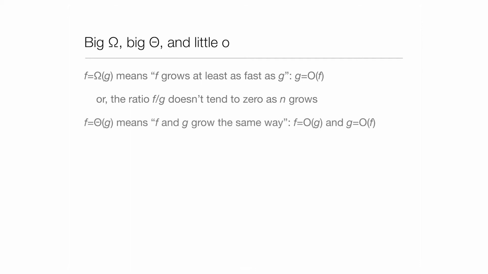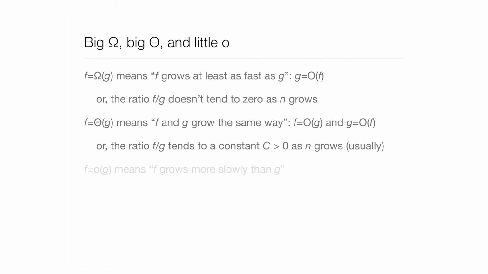Yet another notation is big theta. Well, that means they grow in pretty much the same way. f is big O of g, and g is big O of f. They still might differ by a constant. The ratio f over g, again, it could be 1/10, it could be 10, but it's neither going to 0 nor going to infinity. So f and g have essentially the same shape, the same scaling.